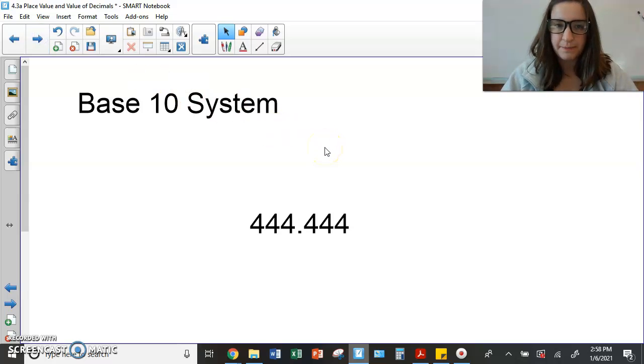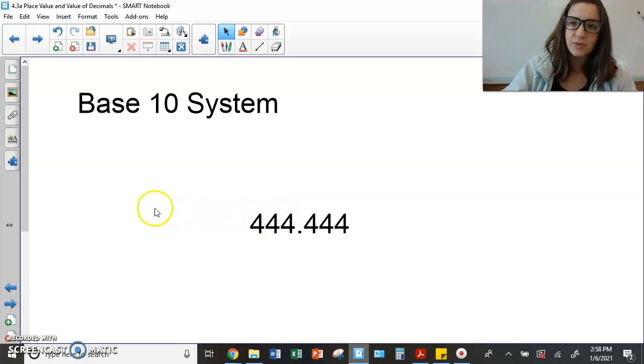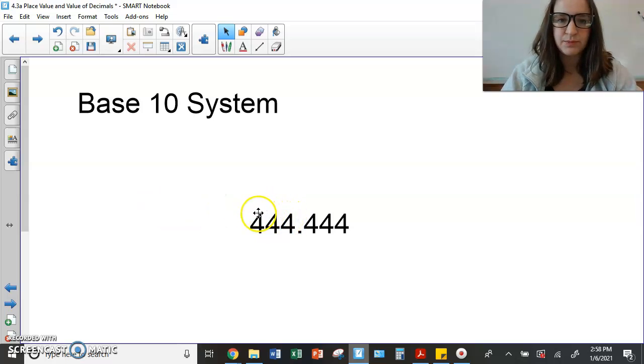Decimals work because of our base 10 system, okay? When we're looking at the place value of whole numbers, to the left side of our decimal point, this number is 444. This is my ones place, this is my tens place, this is my hundreds place, and it would continue in this direction. Every time we move one place to the left, we multiply by 10. It is 10 times the place that it was before. Every time we move to the right, that place is 1/10. We divide it by 10. It is 10 times smaller than the place it was before.